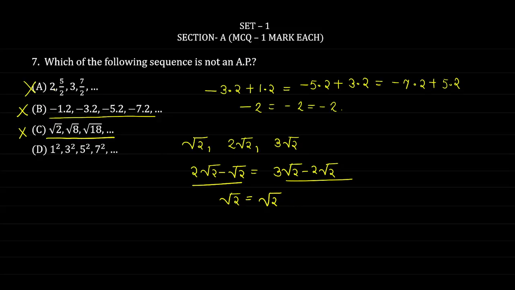So of course we have checked for all the options. The only possible option is option number D. Okay. So let's check here. 1 square is 1 only. 3 square is 9. 5 square is 25 and 7 square is 49. Okay. So clearly the difference is not same. So this is not an AP. Okay. All right. So I hope this question is clear to you. Moving on to the next one.